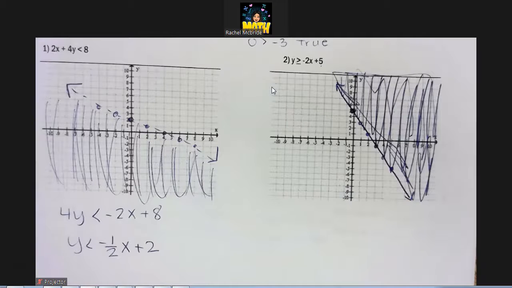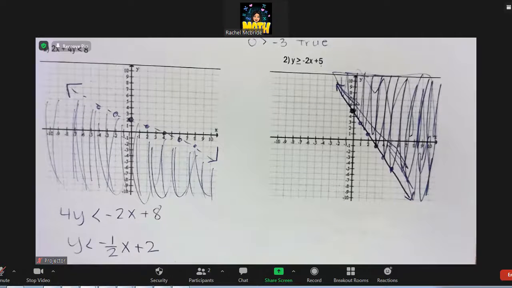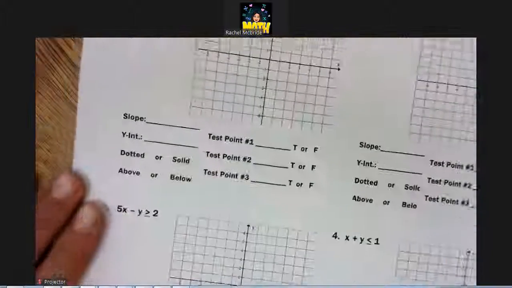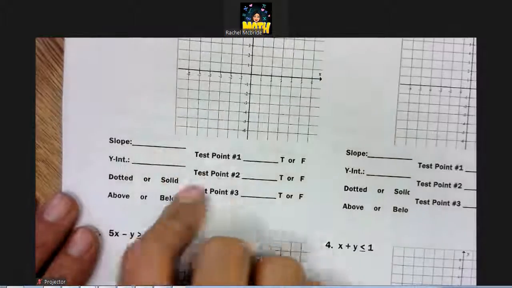Questions, comments, concerns? It's not a challenging lesson. It's just one of those lessons where you have to really take everything we've sort of done so far and bring it back together. So you're doing that next page for homework. So I kind of have you answer questions about it and then pick points and then tell me if the points you picked are true or false.